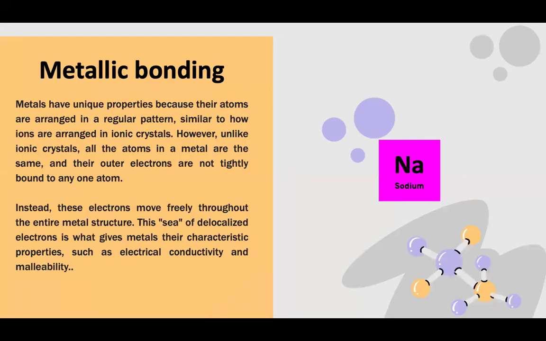Metals have unique properties because their atoms are arranged in a regular pattern, similar to how ions are arranged in an ionic crystal. However, unlike an ionic crystal, all the atoms in the metal are the same, and their outer electrons are not tightly bound to any one atom. Instead, these electrons move freely throughout the entire metal structure. This sea of delocalized electrons is what gives metals their characteristic properties, such as electrical conductivity and malleability.